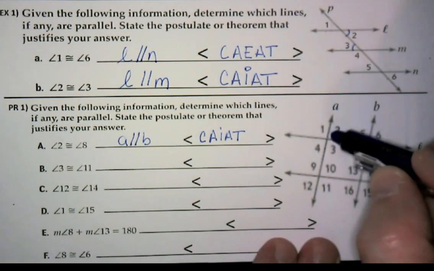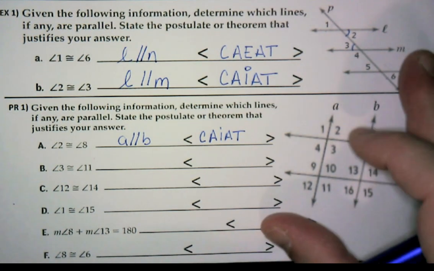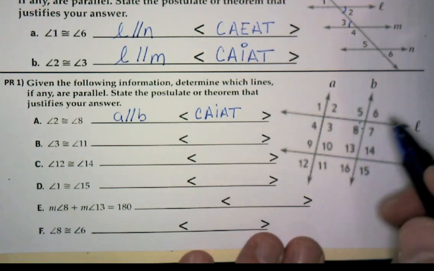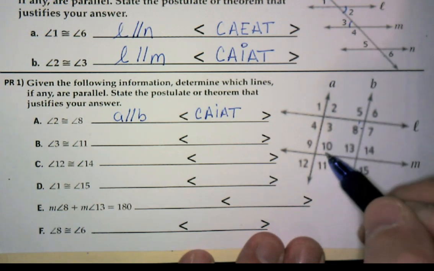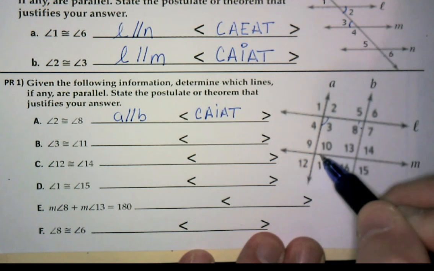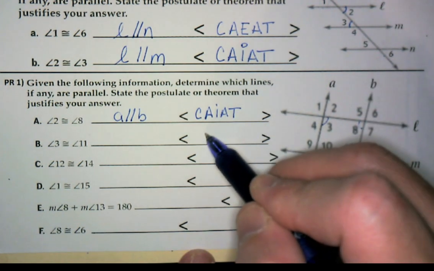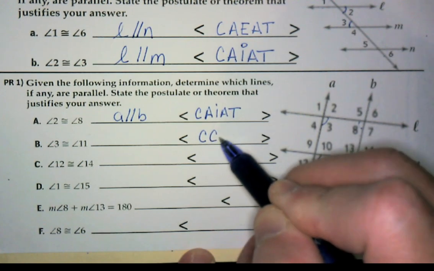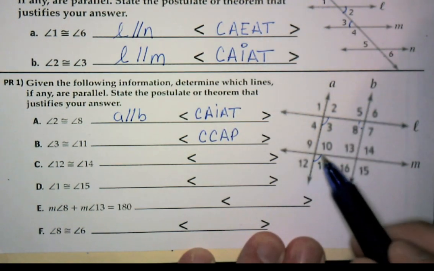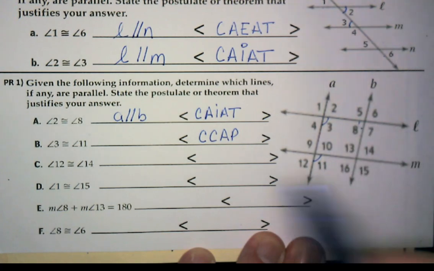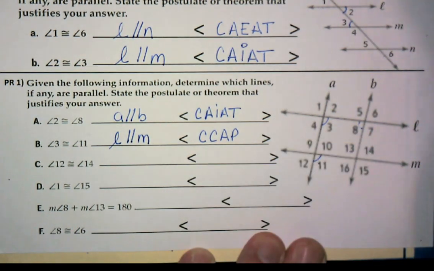All right, let's erase that, and let's go on to the next one. 3 and 11. So here we're saying 3 and 11. If you notice right there, these would be corresponding angles. So it would be the converse of the corresponding angle postulate. And according to this, these two lines would be parallel. So L is parallel to M.